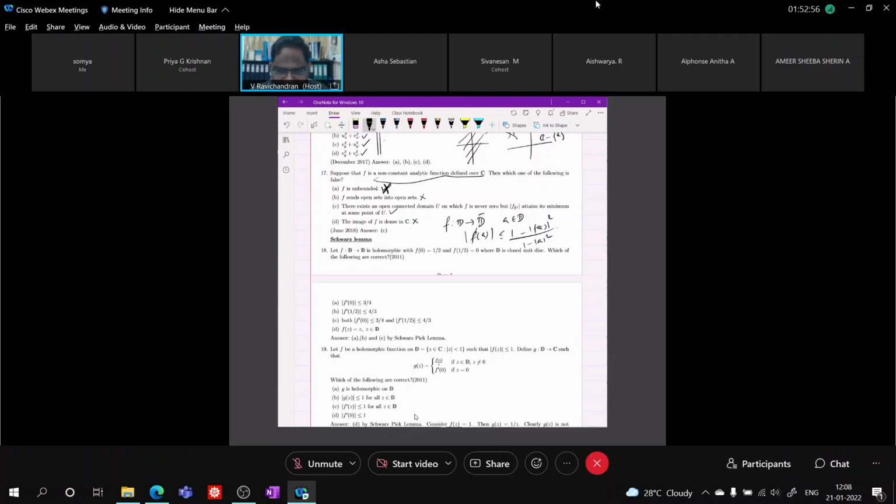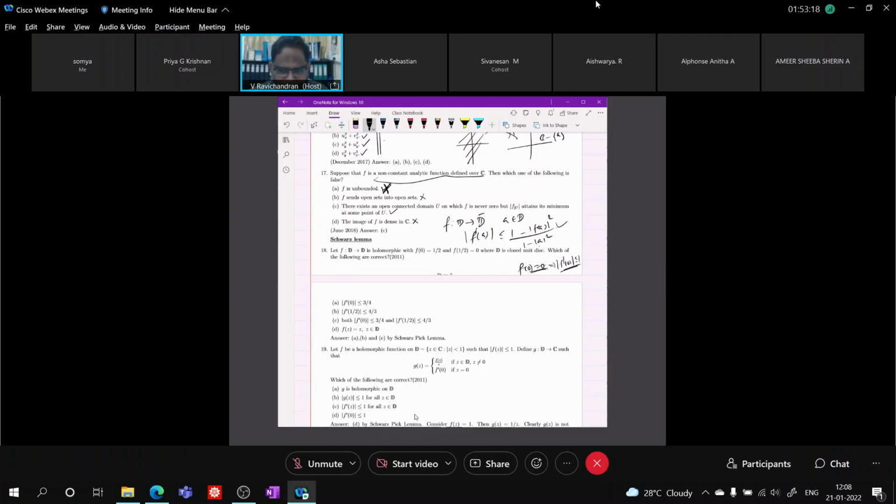And if A is 0, then what will we get? We will get 0 here also. So if you assume F of 0 equal to 0 as in the Schwartz lemma, then this will be 0, this will be 0, this will become totally 1. So mod F dash of 0 less than or equal to 1 will come. So that is exactly the Schwartz lemma statement. So you can say that this is a generalization of Schwartz lemma.